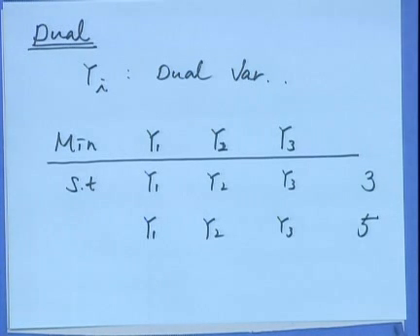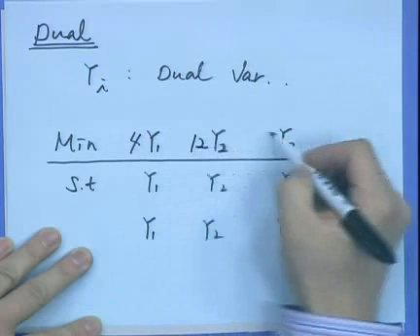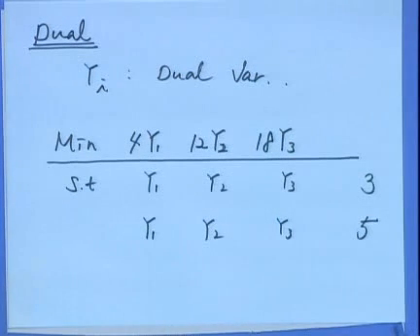Next, the right-hand side vector of the primal problem serves as the objective coefficient vector of the dual problem, right? In the primal problem, the right-hand side vector is 4, 12, 18. So the objective coefficients in the dual problem become the transpose of this vector. So it's going to be 4, 12, and 18.